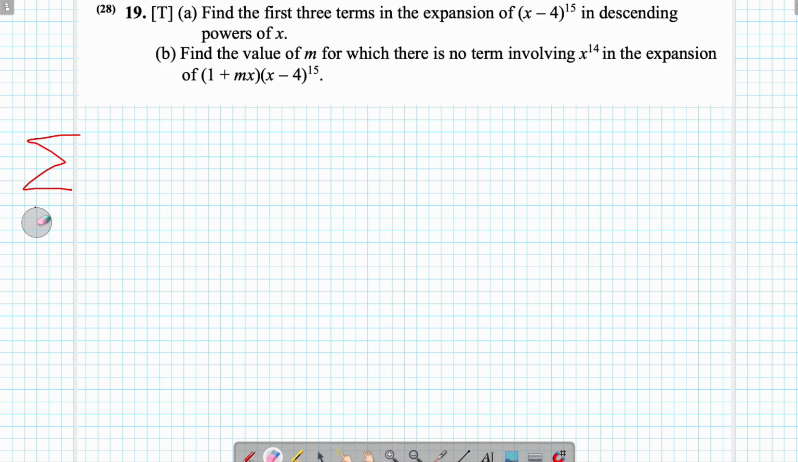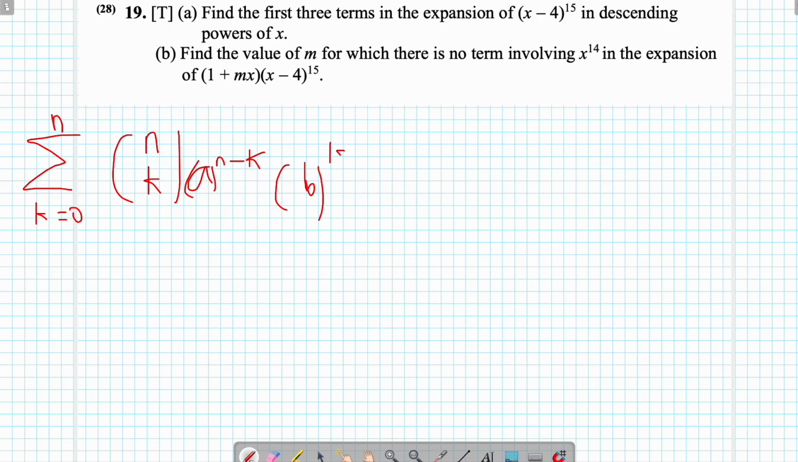We start from k is 0 till n, which is the power, and then nCk times a to the n minus k, b to the k. Now let's start.